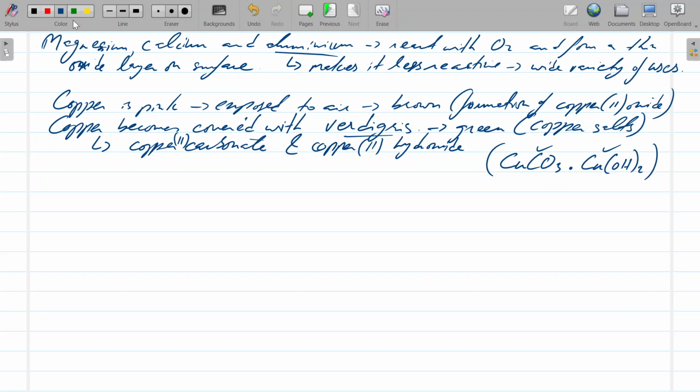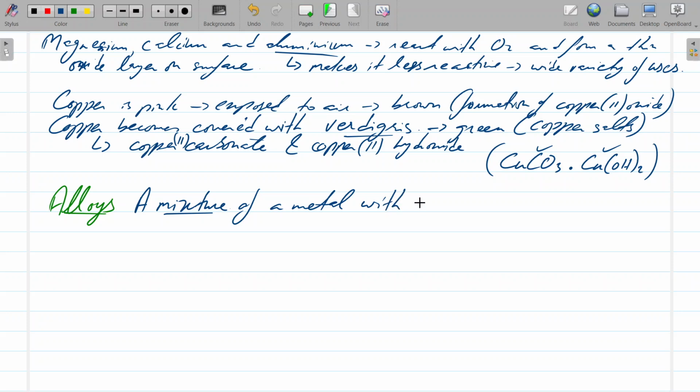And lastly, for this chapter, alloys. What are alloys? They are a mixture of a metal with other substances, which may be other metals or non-metals, depending.